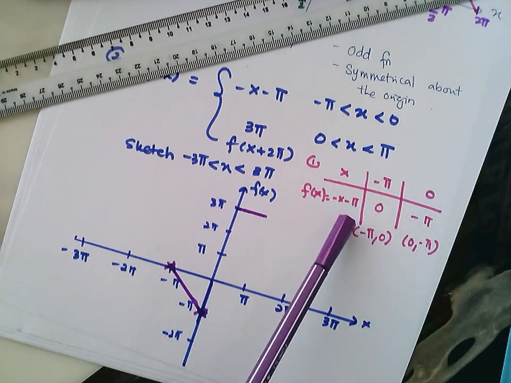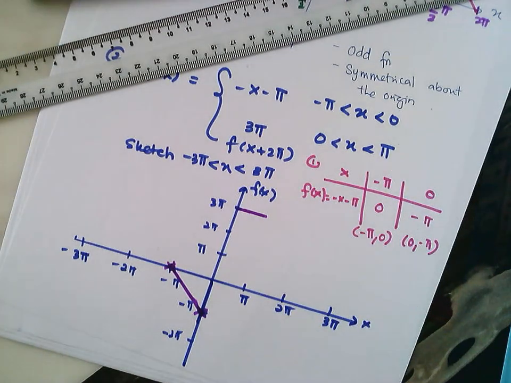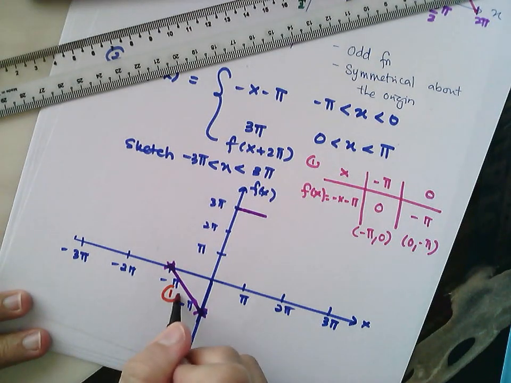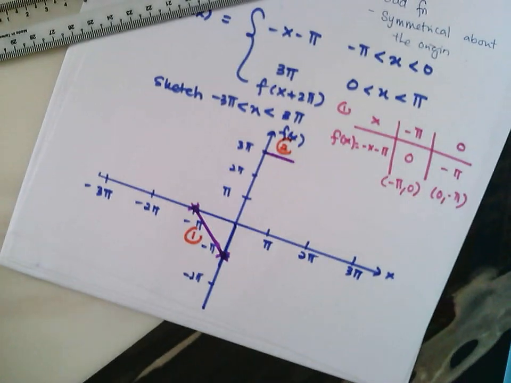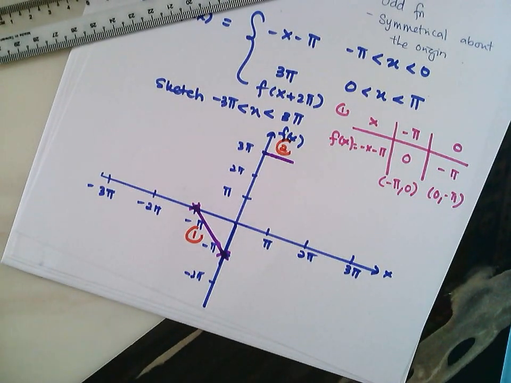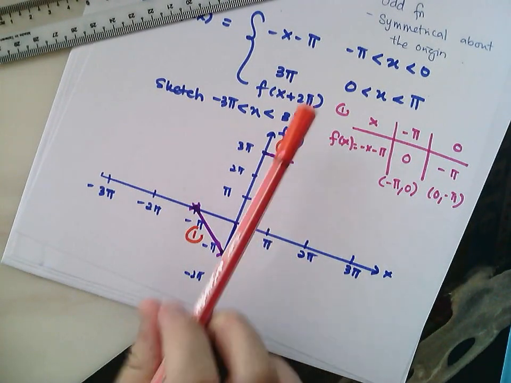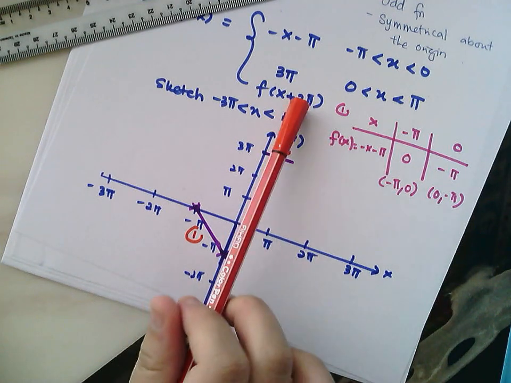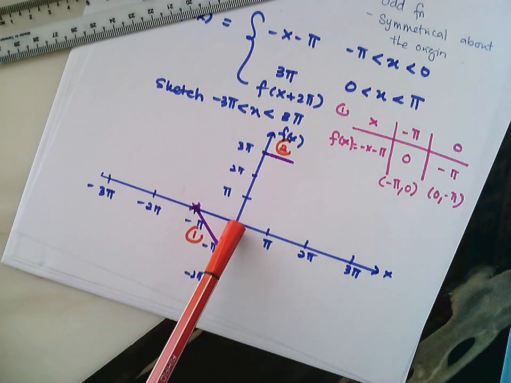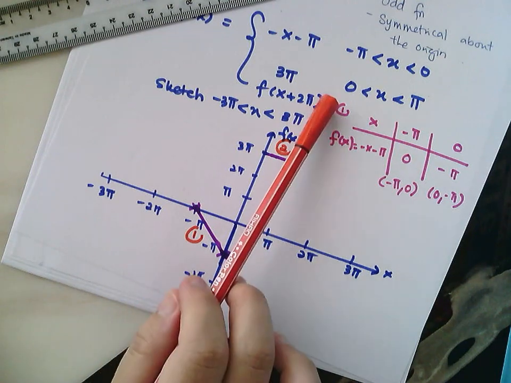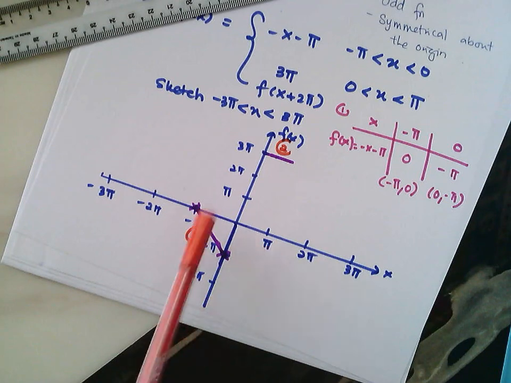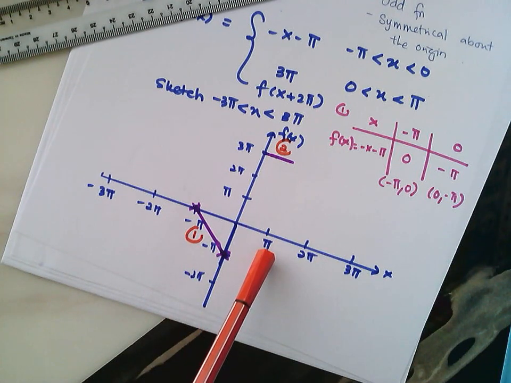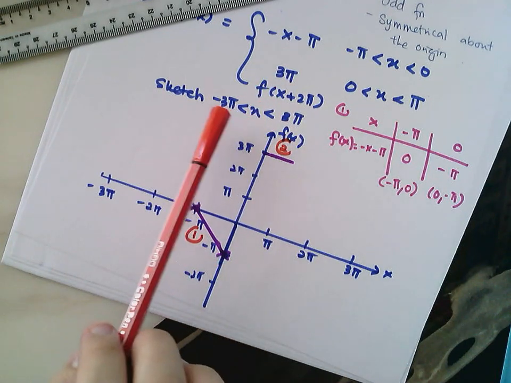Label your function. This is your first function and this is your second function. Now the function repeats itself after π. There is 2π here, from here to here. This is one, this is another one. That's why it is 2π. Now the function repeats itself with a period, and it repeats until -3π to 3π.